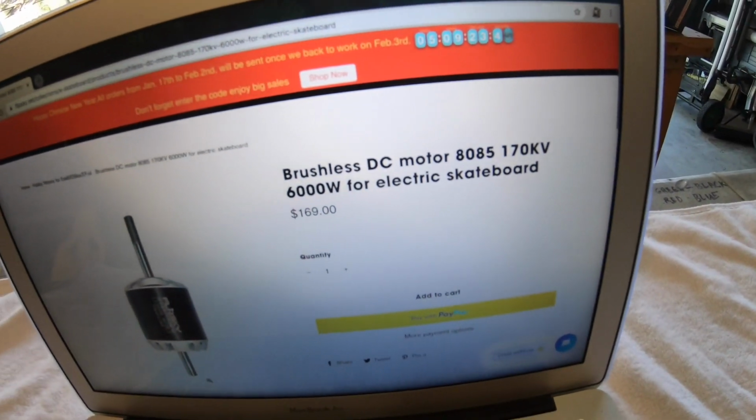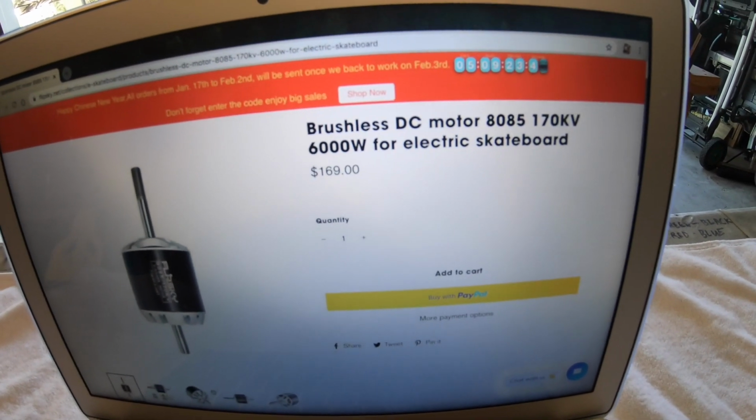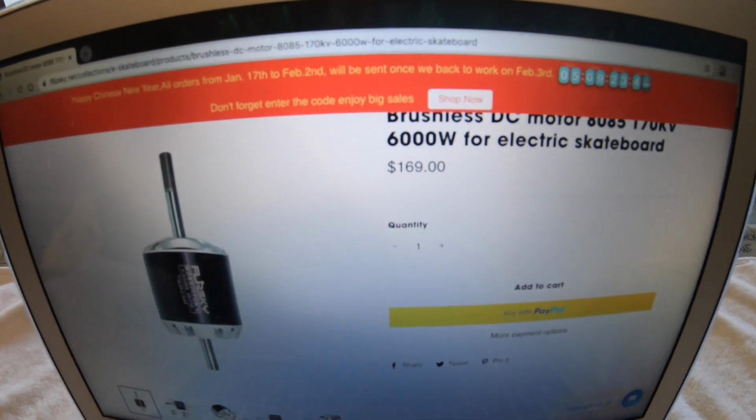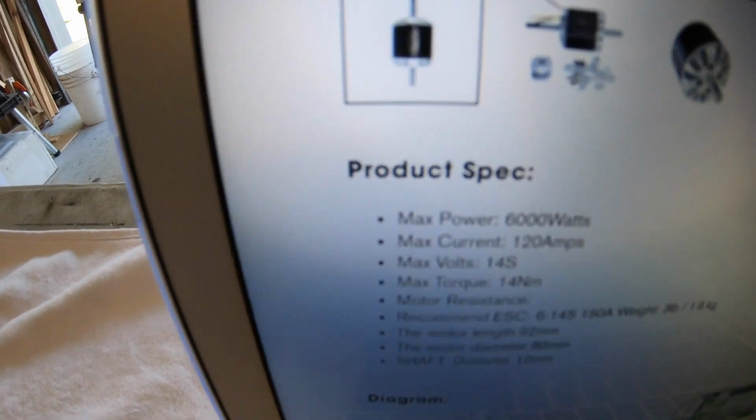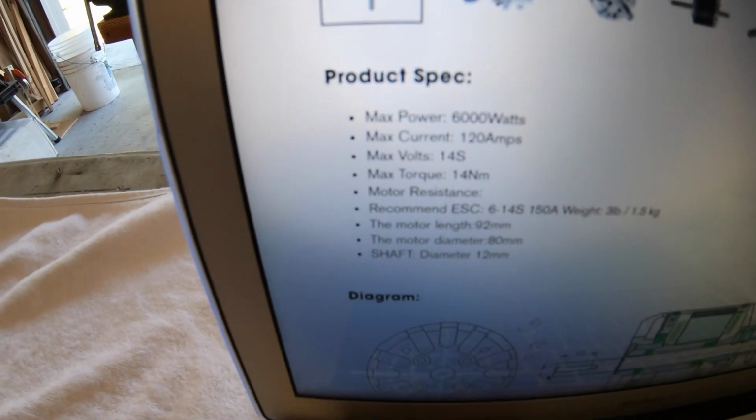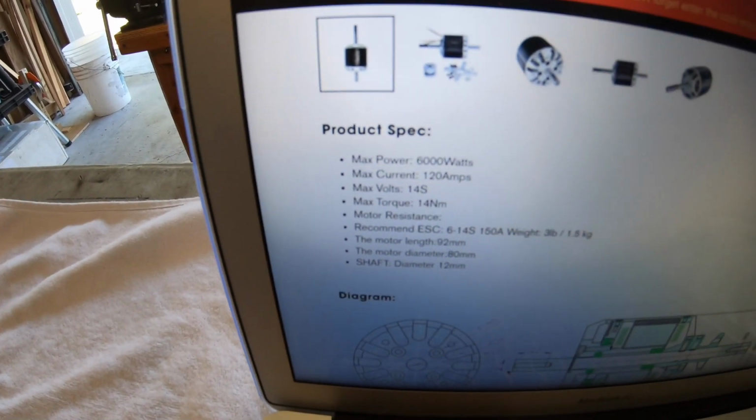It's a FlipSky 8085 170KV motor, retail at $170, and it's got some impressive stats: 6,000 watts of power, can do 14S, 120 amps.